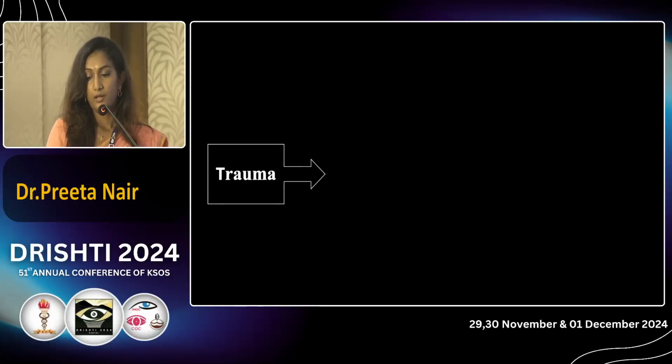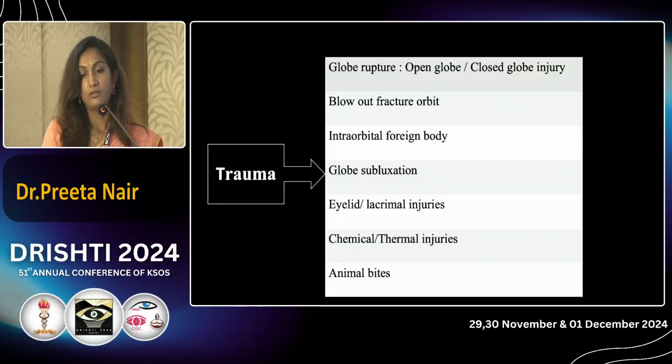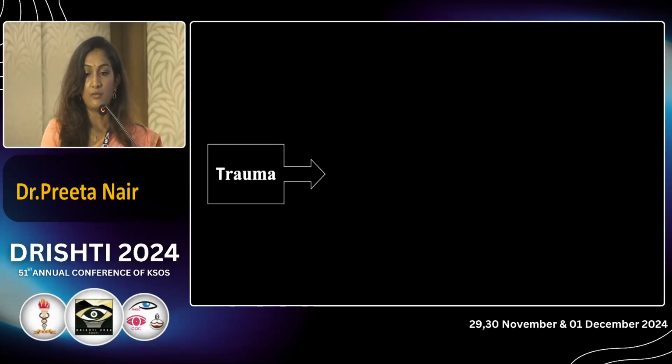So emergencies related to trauma that you see most commonly in your setup will be blowout fracture, intraorbital foreign bodies, globe subluxation, all these injuries and animal bites.